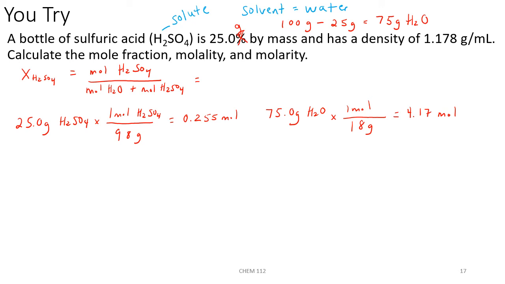So taking those and plugging them into our calculation for the mole fraction of our solute, the moles of our sulfuric acid are going to go in the numerator, 0.255 moles for H2SO4, divided by the sum of the moles for the solute and the solvent, so 0.255 moles plus 4.17 moles for the water, and the units are going to cancel, so we have a unitless quantity for our mole fraction, and our mole fraction ends up coming out to 0.0576.